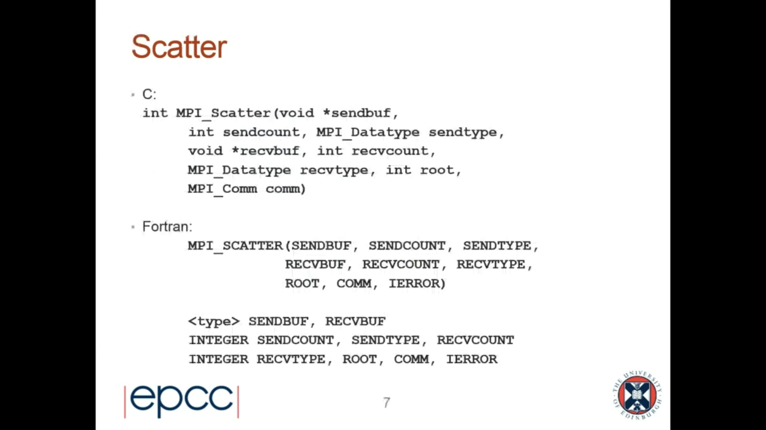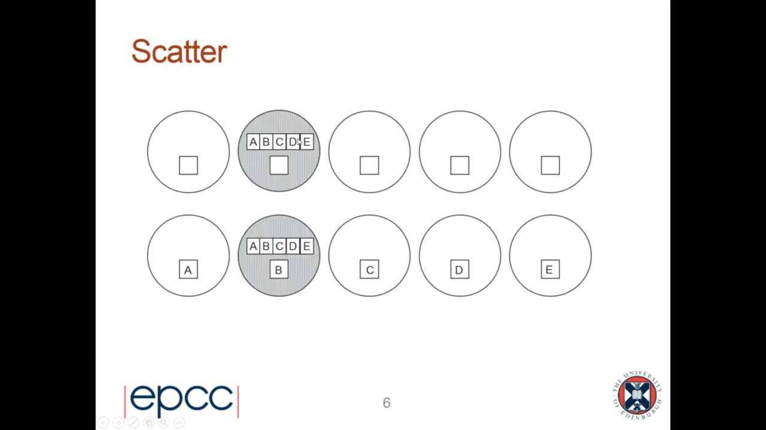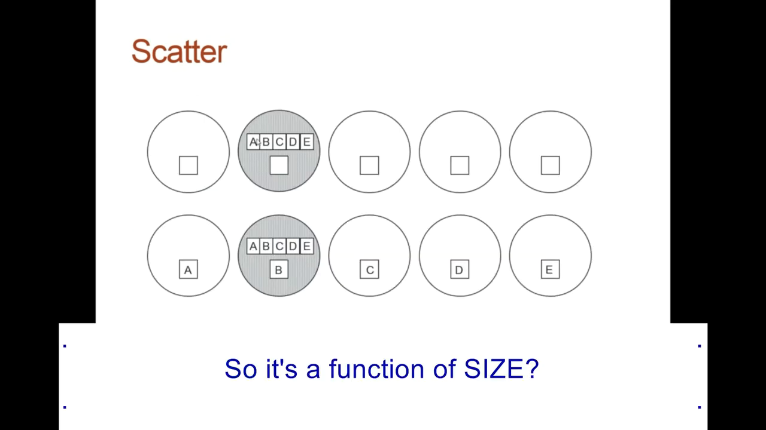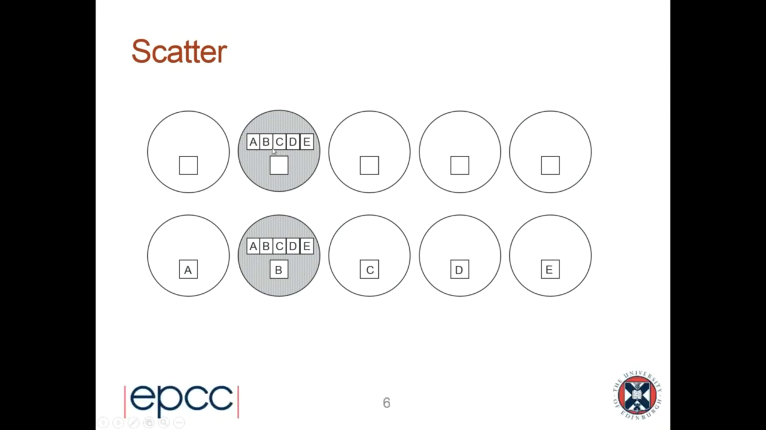You might then spot that this prototype doesn't actually specify how big the global array is. It just assumes the global array is big enough. So if send count and receive count are 1, it's up to you to make sure that you have 5 entries. So yes, it's a function of size. Implicitly, MPI will say, right, this one goes to rank zero, this one to rank one, and it will keep going until it gets to the end. So it's up to you to make sure your array is the right size. If send count was two, your array would have to be of dimension two times size.